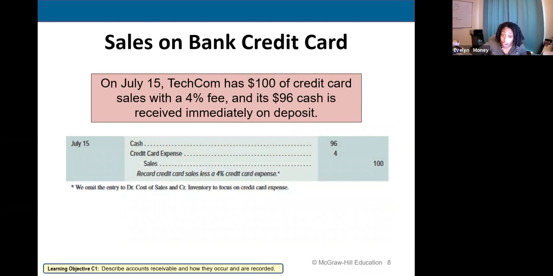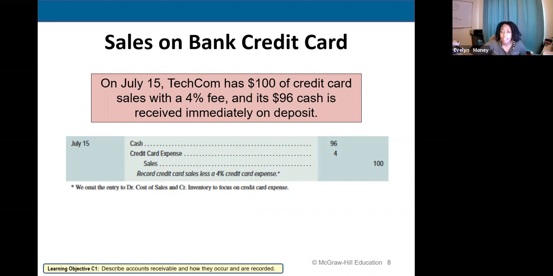Now, if it is a bank card, then that is a completely different situation. If it is a bank card and the bank deposits the money into our account immediately, then in that situation, the journal entry is different. So what do I mean by a bank card? A Visa or a MasterCard, not a store card. So not a card from TechCom itself, or not a card from JCPenney's, but a card that is issued by a bank, a MasterCard or a Visa.